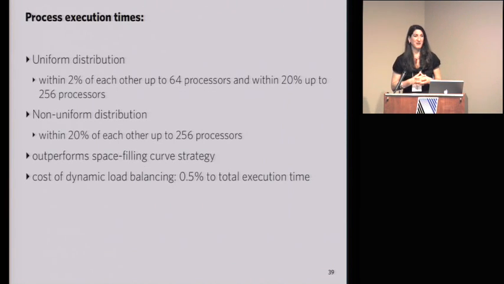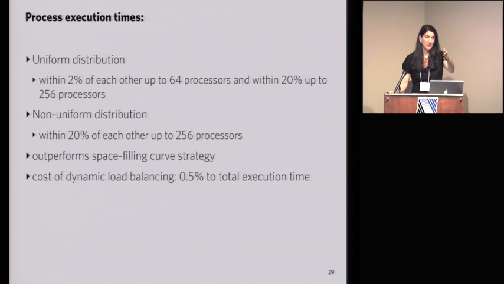So this is a summary of these results. For the uniform distribution, we find 2% deviation of processor time when you look up to 64 processors, and within 20% up to 256. There's a final degradation there in the 256 processors. For the non-uniform distribution, we're within 20% in time from one processor to the other, up to 256 processors, and we see that it outperforms the space filling curve.